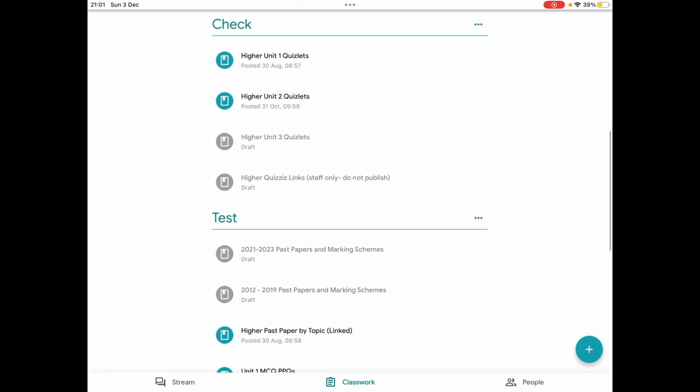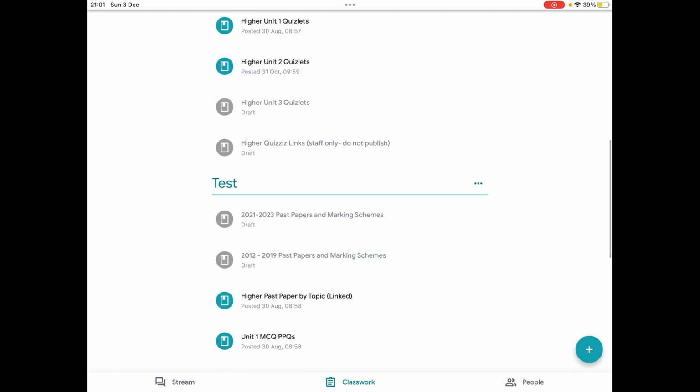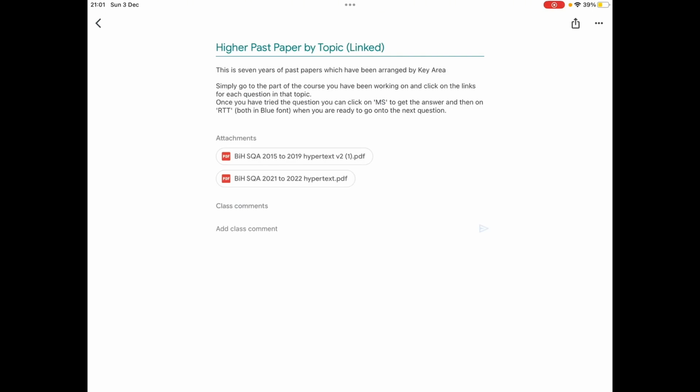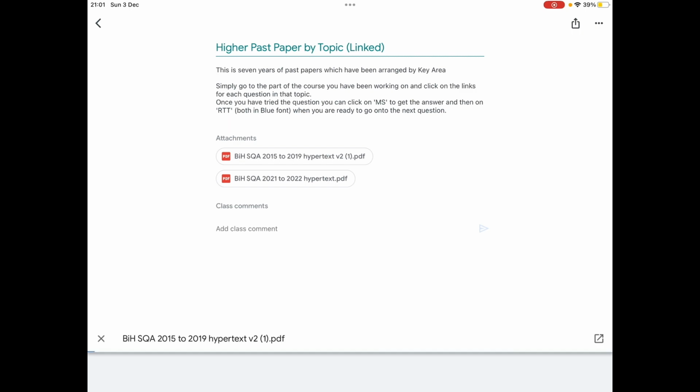For the check section, we've got some Quizlets and some Quizizzes, and we'll probably put some glossary stuff in there as well. And again, as with National 5, we've got the test bit. So if you've been through learn and check materials for your key area that you're working on, or if you're already doing well in a particular key area, you'll go straight to the test section. Again, we've got Higher past papers by topic. We'd say by key area, of course. And these go from 2015 to 2019 and also 21-22 as well.